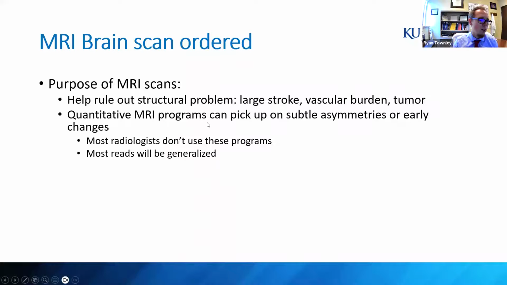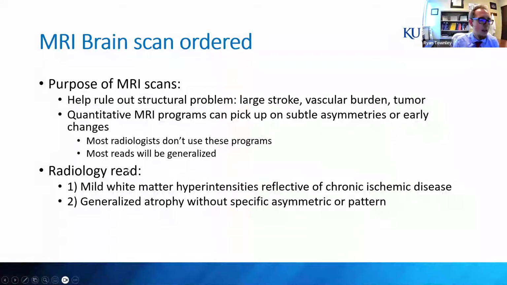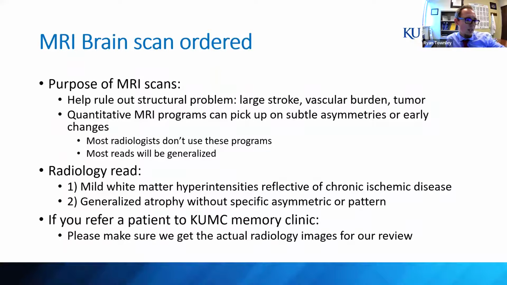So there are things out there that can really help us, like AI, almost quantitative MRI programs, but most institutions don't use these, and most radiologists don't use them. So you're going to find that most reads are pretty generalized when you get them back. Like this individual, this was the read: generalized atrophy, mild white matter hyperintensities, which really just indicates some mild vascular disease. So I always say if you're going to refer a patient to us, we have to look at the actual imaging. We cannot just go off a radiology read.